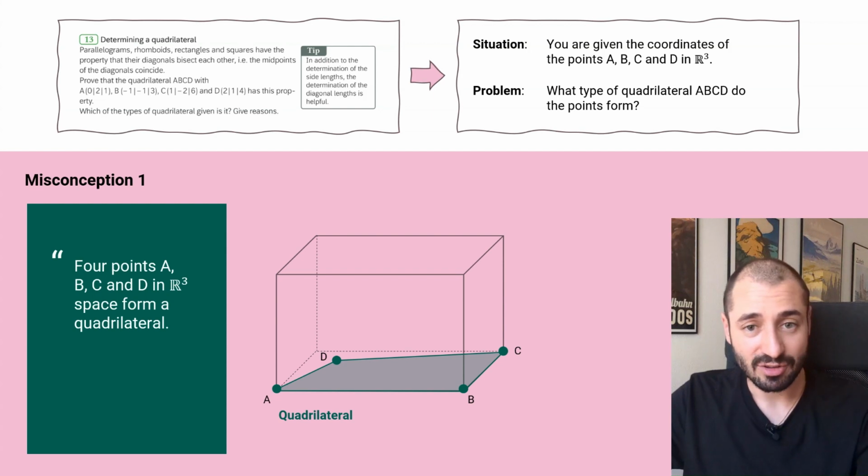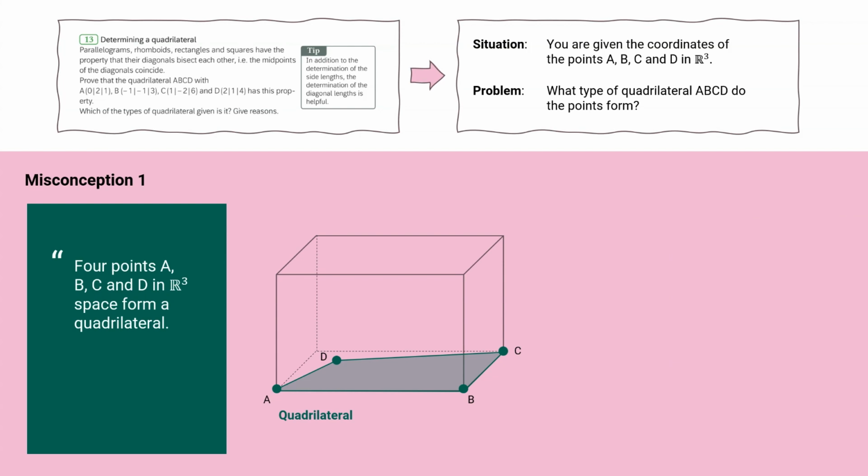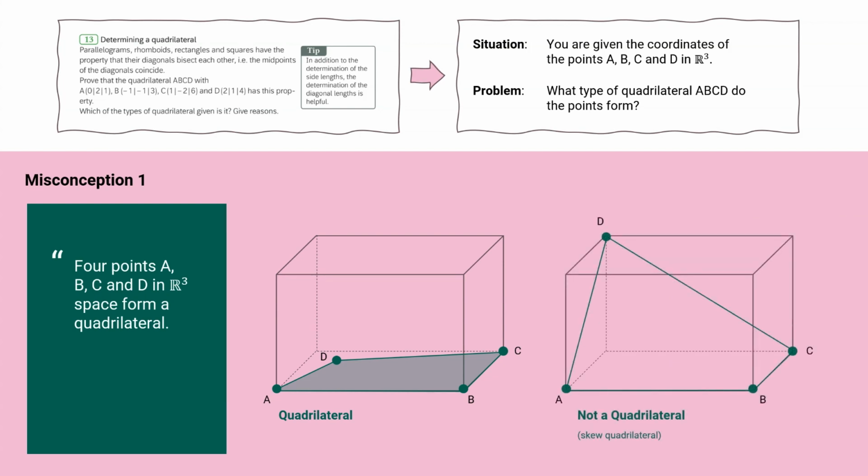this would be a quadrilateral. But this doesn't have to be the case in three-dimensional space, because we could move D up here, for instance, and in this case, A, B, C, D wouldn't lie on the same plane anymore, and therefore A, B, C, D wouldn't be a quadrilateral. There's still a name for that. In mathematics, we call this a skew quadrilateral, but it's not a quadrilateral. Now, that's the first misconception.